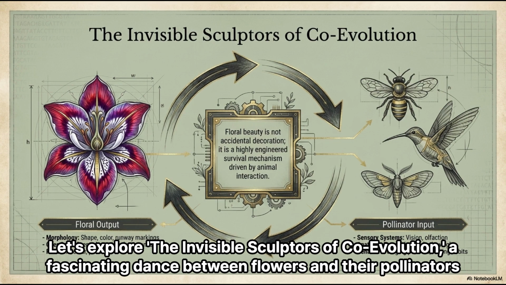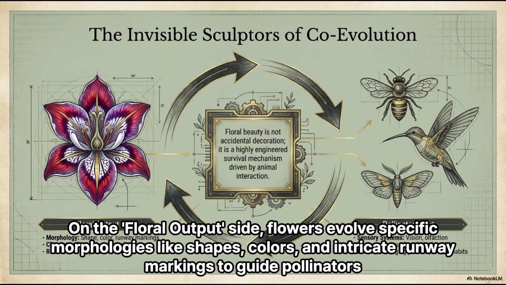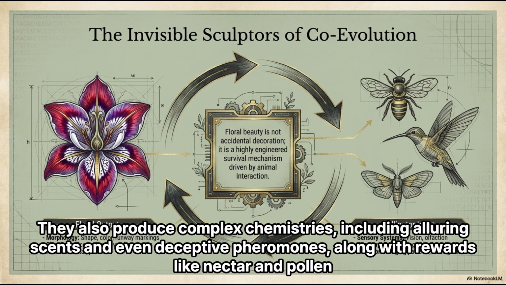Let's explore the invisible sculptors of coevolution, a fascinating dance between flowers and their pollinators. Floral beauty is far from accidental, it's a highly engineered survival mechanism driven by animal interaction over millennia. On the floral output side, flowers evolve specific morphologies like shapes, colors, and intricate runway markings to guide pollinators. They also produce complex chemistries, including alluring scents and even deceptive pheromones, along with rewards like nectar and pollen.